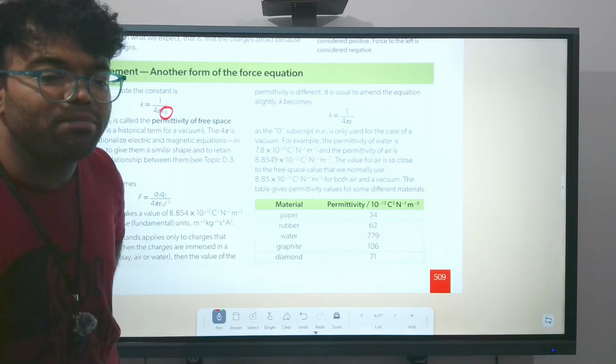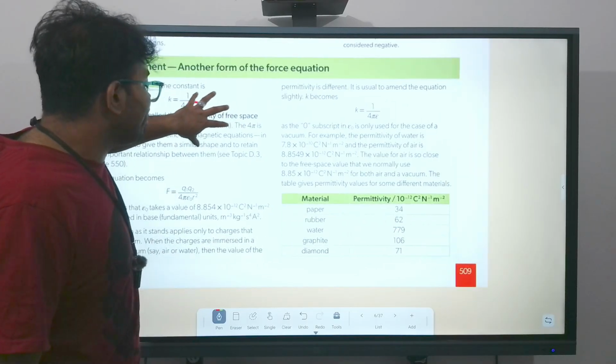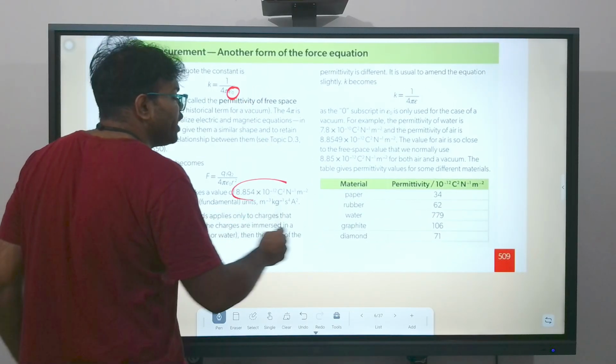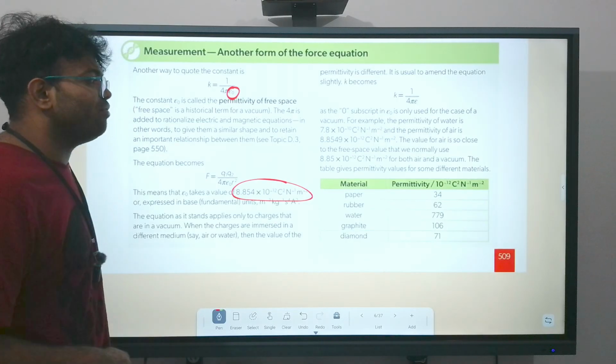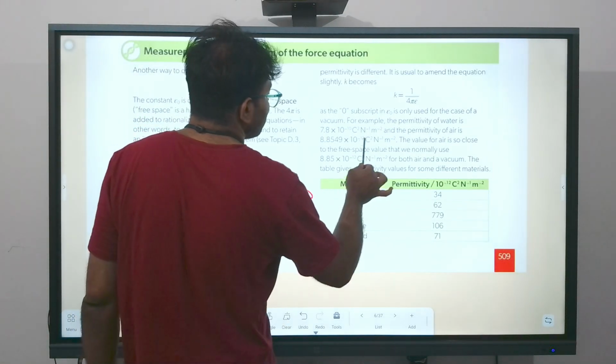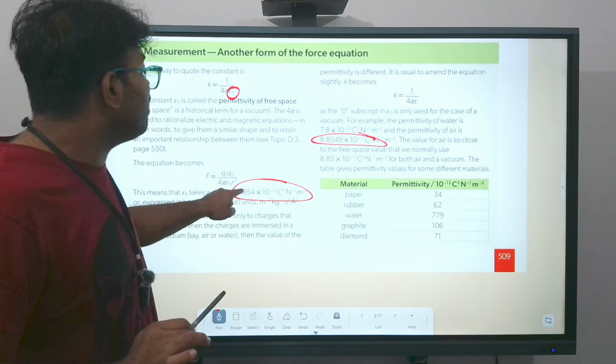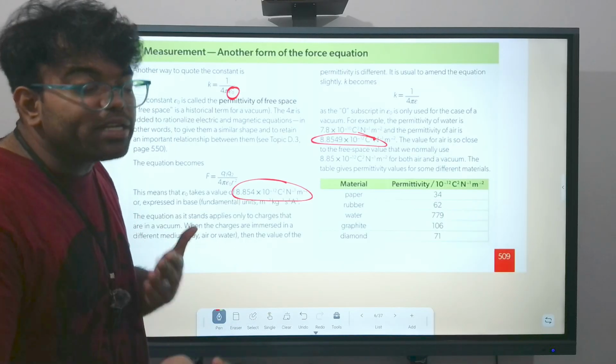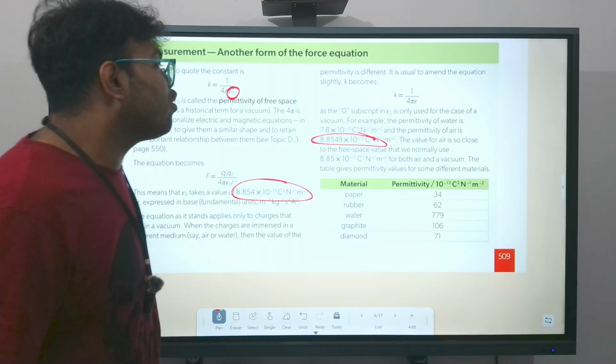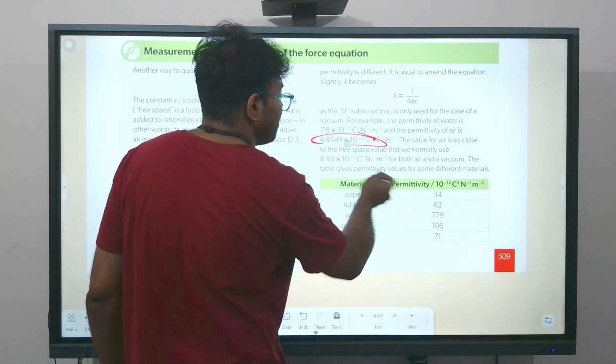We consider them both to be equal because look at this. You have 8.854 into 10 raised power minus 12 and 8.849. They are approximately the same, almost the same. So we can consider them to be one and the same. Understood?